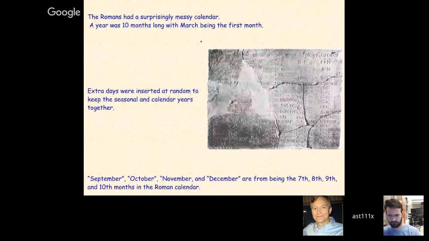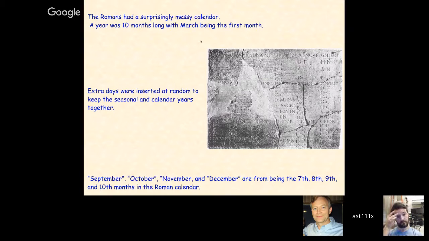Okay. Fast forward, the Romans are now the dominant world power. And originally they had an amazingly messy calendar. The year was 10 months long, with March being the first month of the year. Extra days were inserted at random at different locations throughout the Roman Empire to keep the seasonal and calendar years together. Okay. Some of the Roman calendar is still with us. In fact, as we'll see, quite a bit of it is.